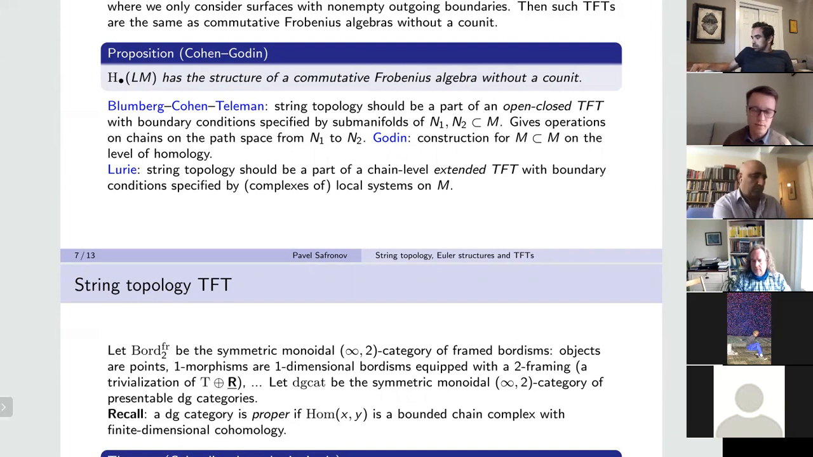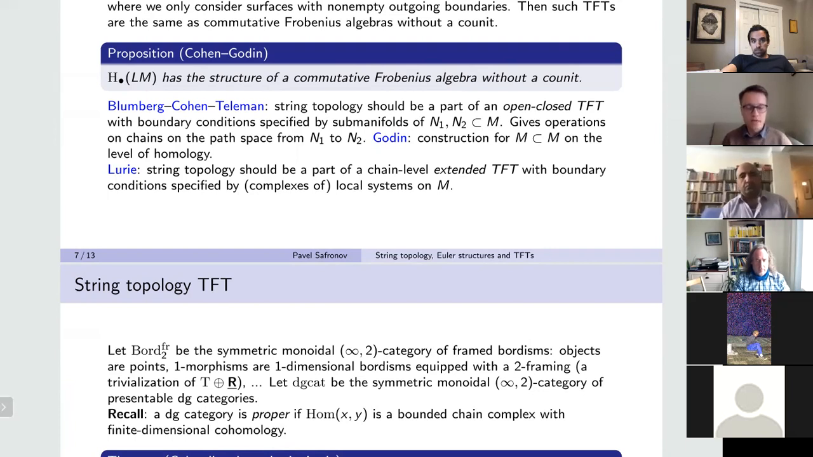And here I'm talking about the framed version. So every bordism is equipped with a 2-framing, which means a trivialization of the tangent bundle plus a trivial line bundle on level 1 morphisms. Okay, so that's one symmetric monoidal infinity 2-category, and then the other one is just the 2-category of DG categories, or maybe presentable DG categories.